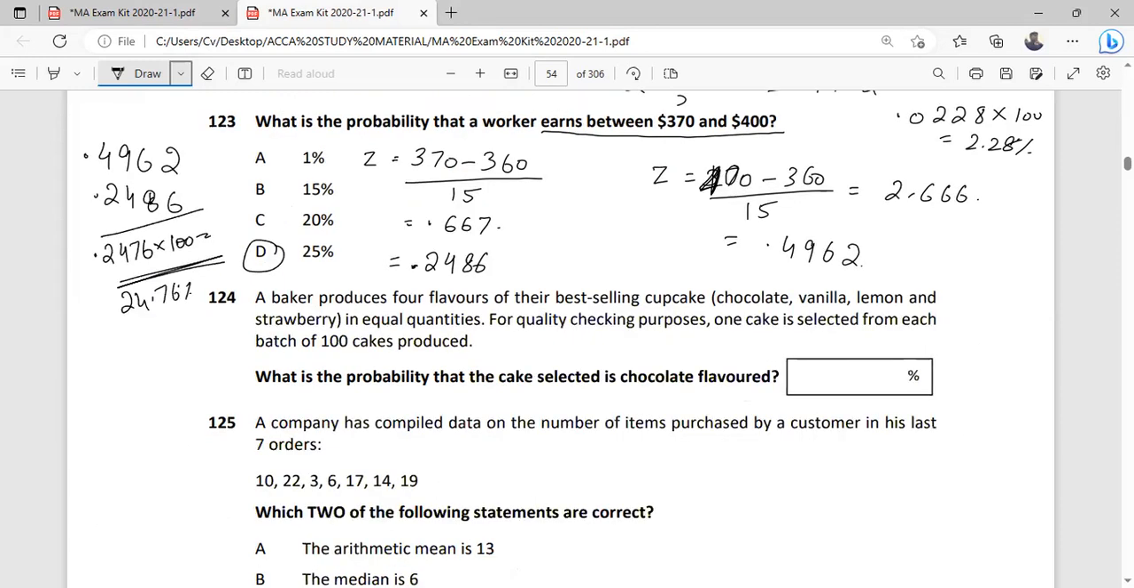A baker produces four flavors of their best-selling cupcakes, chocolate, vanilla, lemon, and strawberry, in equal quantities for quality checking purposes. One cake is selected from each batch of 100 cakes. What is the probability that a cake selected is chocolate flavored? So four flavors have equal probability and 100 cakes are produced. So 100 by 4, which means 25% is the equal probability of each cake to be selected.